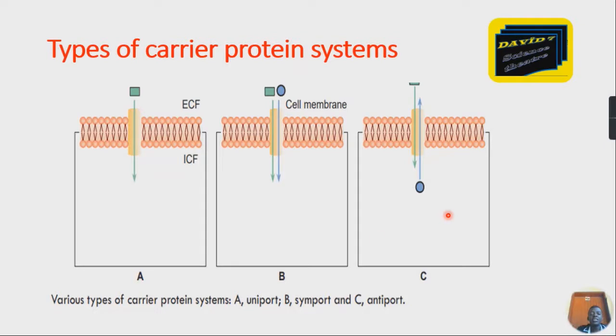Types of carrier proteins. There are basically three types. As you can see here, we have a uniport carrier, which moves a single molecule from ECF to ICF, as the arrows show. Then we have a symport carrier, where both molecules enter the cell. Then we have an antiport carrier, where one is entering and another one is getting out of the cell. So we have three types of carrier protein systems: uniport, symport, and antiport.